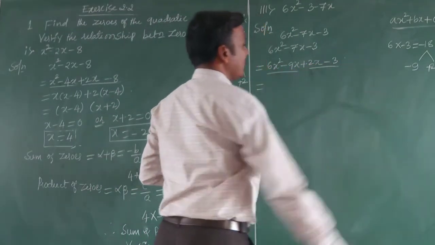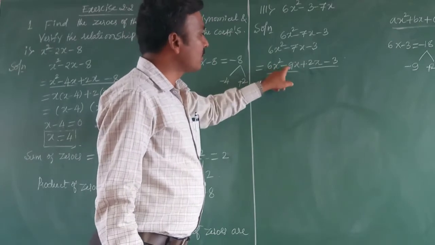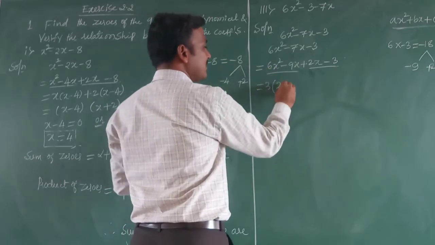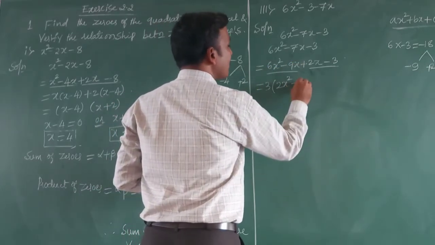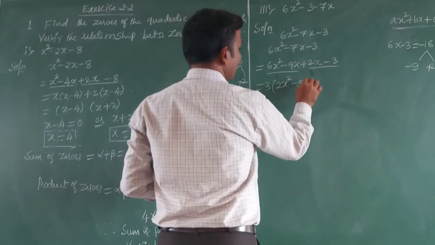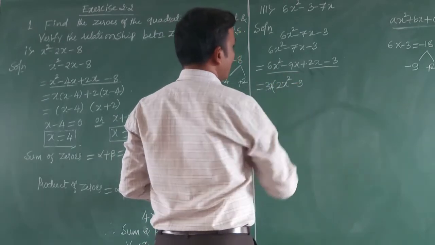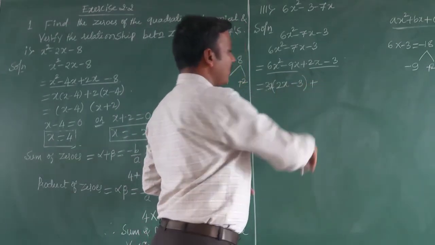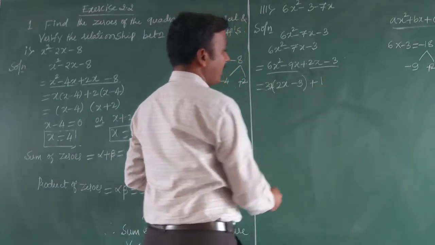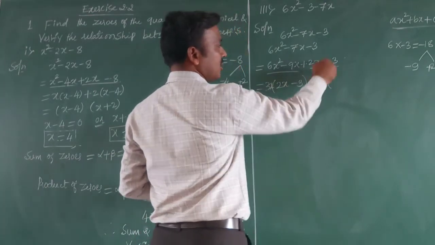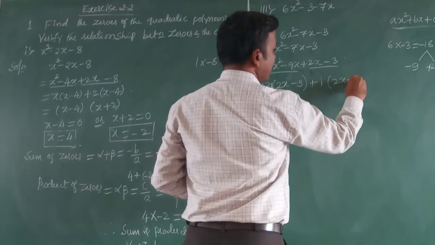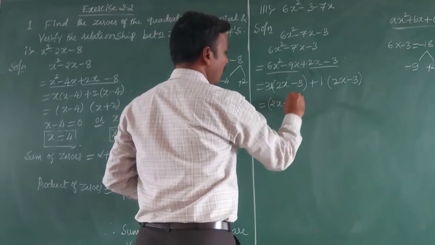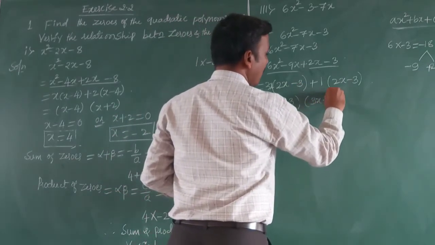That is equal to, now we make groups. This is one group, this is the second group. In the first group, what is the highest common factor of 6 and 9? 3 is the highest common factor. Take 3 common. 3 2s are 6, x square minus 3 3s are 9, x. So you take 3x common, 2x minus 3, plus 1 you have to take common, because there is no common factor. Here also 2x minus 3. That is equal to 2x minus 3 is one factor and 3x plus 1 is another factor.